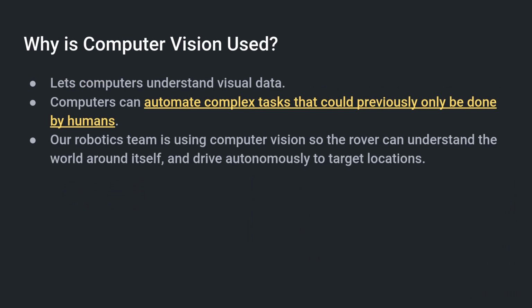So why is computer vision used? So again, computer vision lets computers understand visual data. And with this understanding, computers can automate complex tasks that could previously only be done by humans. And our robotics team is using computer vision so that the rover can understand the world around itself and drive autonomously to target locations.